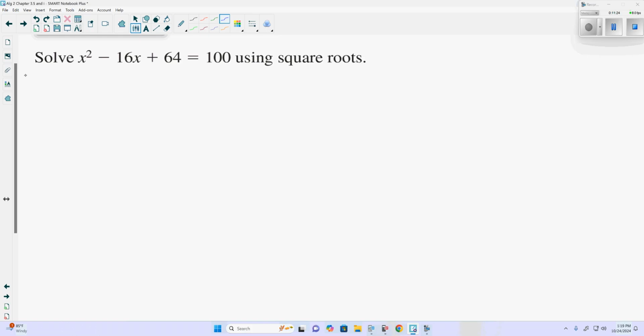Now normally we would get this equal to 0, but for this one here, we're going to do something a little bit different. I want to factor this here first. I want to factor the x squared minus 16x plus 64. Now, between the x squared, 16x, and 64, there is no greatest common factor.